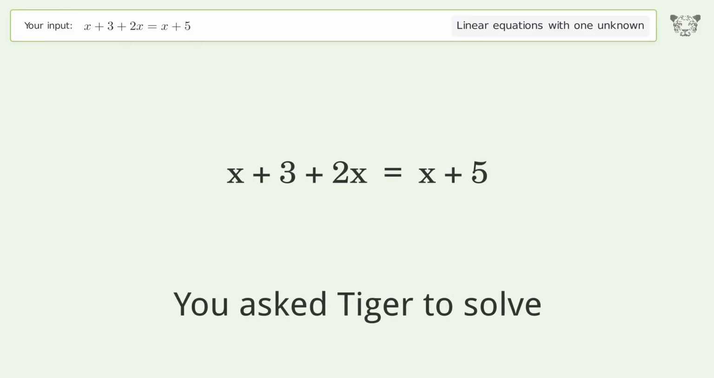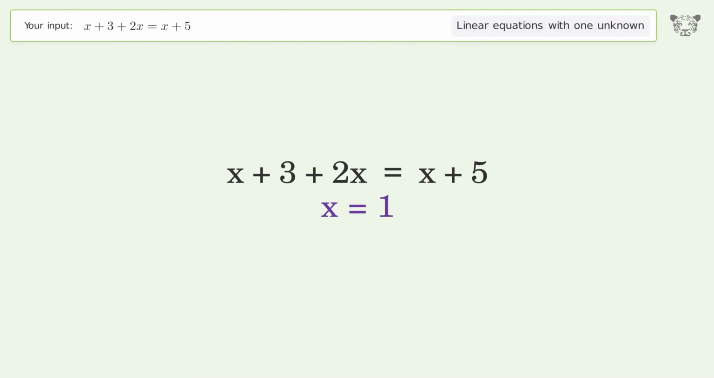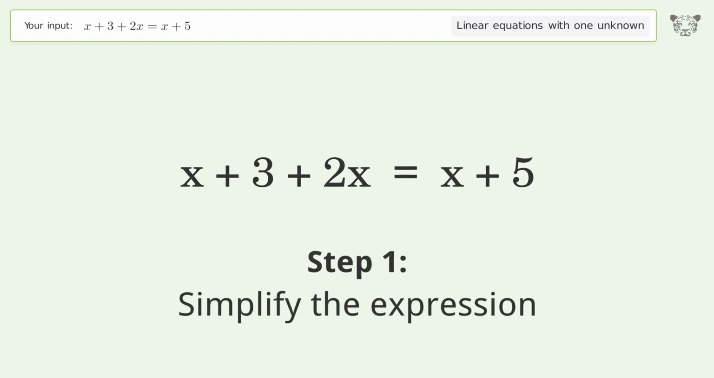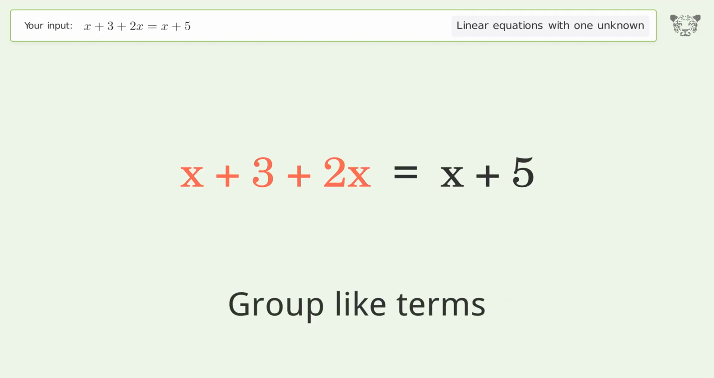You ask Tiger to solve. This deals with linear equations with one unknown. The final result is x equals 1. Let's solve it step by step. Simplify the expression. Group like terms.